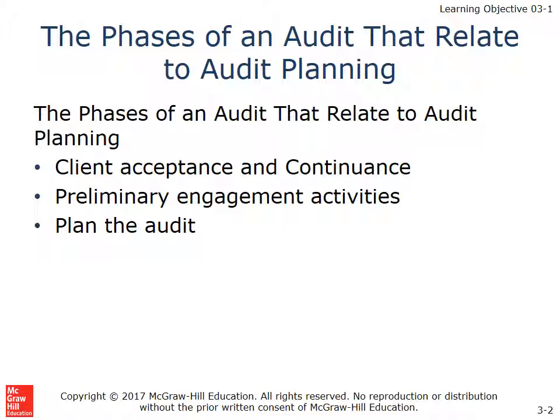We're going to be looking at the phases of an audit that relate to audit planning. The first is client acceptance or continuance. What does it take to even accept a client for audit? Some preliminary engagement activities, and then planning the audit. So that's what we're focusing on in the objectives of the chapter.